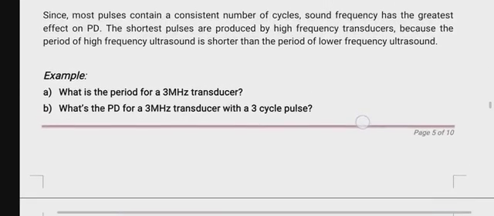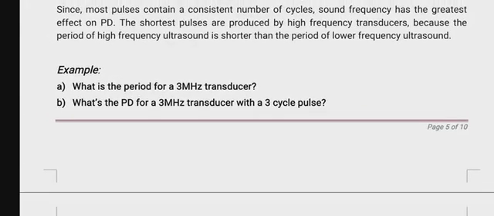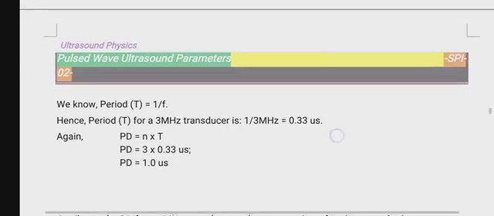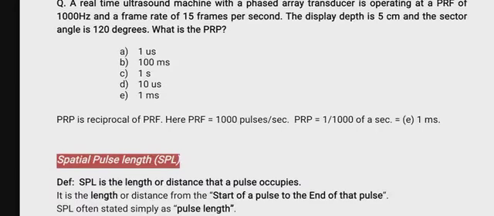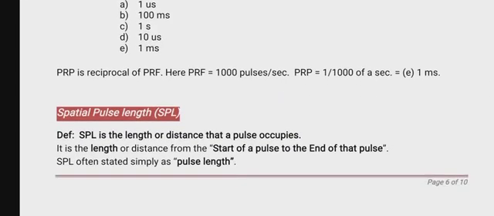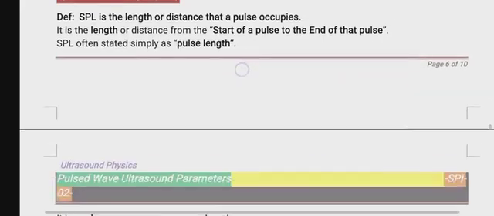So you can also use this example to test what you've understood based on the formulas we've given above. And a quick walk that we do here. So let's go to spatial pulse length. This is the length or the distance that a pulse occupies. It is the length from the start of a pulse to the end of a pulse. SPL, spatial pulse length, is often stated simply as pulse length.